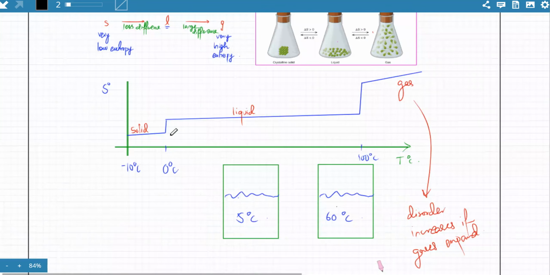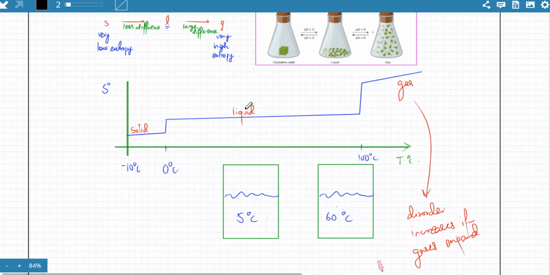I mean, ice at minus 100, ice at minus 150, ice at minus 200, the particles are still exactly arranged in the same way. So they're not becoming disorderly. They're not changing the entropy of the system. But as soon as you hit zero, ice starts to melt. This happens, and all of a sudden, the liquid water is at a higher entropy. It's more disordered. And then you have liquid water.